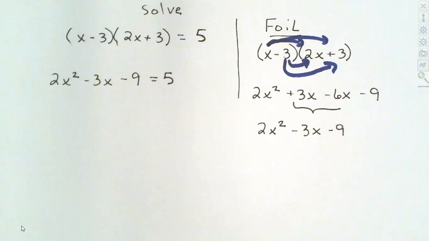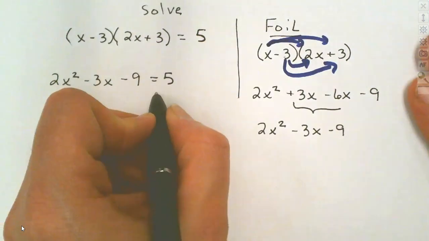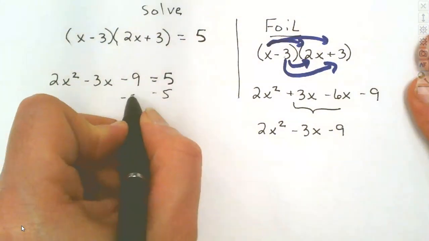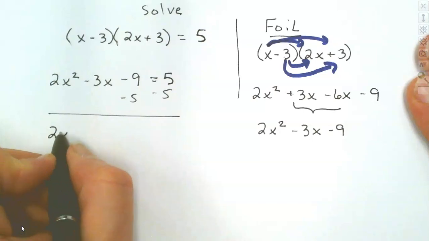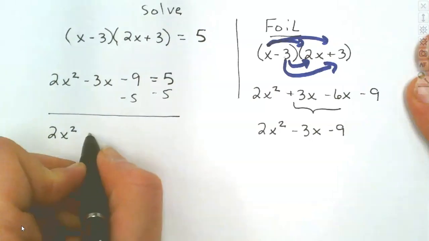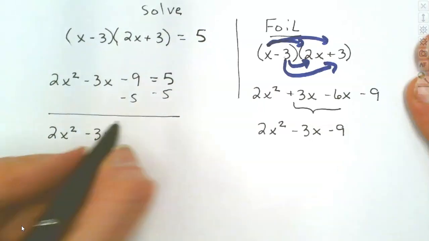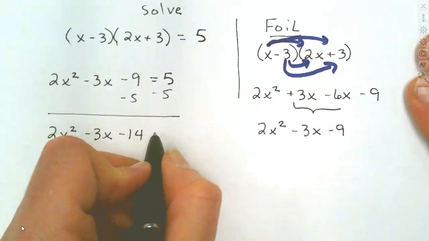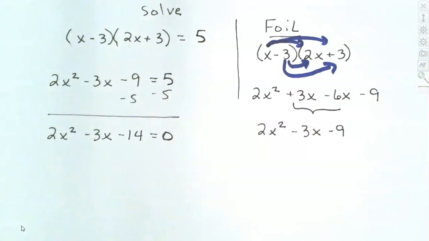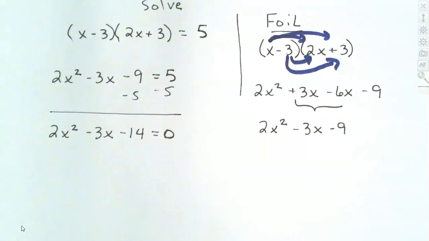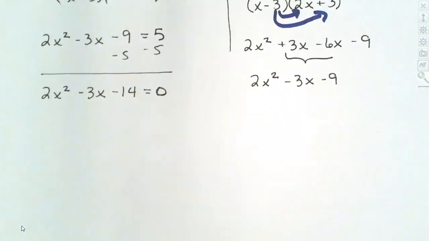What's our next step going to be? Set this equal to now what? We're going to now set this equal to 0. So let's move that 5 over. And we're left with 2x squared minus 3x minus 14 equals 0. And now it's set up for the quadratic formula.